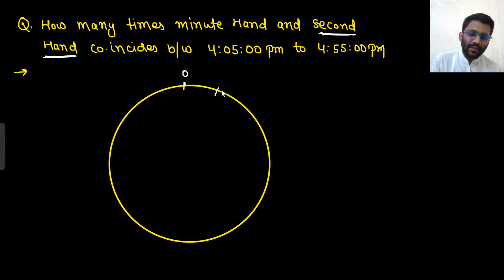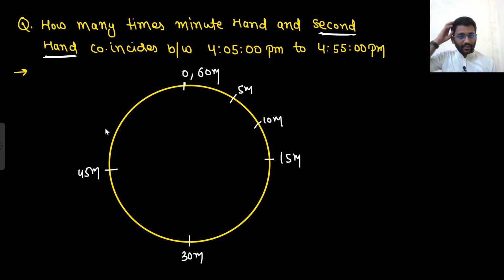This is 0. This is 5 minutes. This is 10 minutes. Okay, let me make it correctly. This will be 15 minutes. This will be 30 minutes. This will be 45 minutes. And this will be 0 or 60 minutes. Well and good. This will be 5 minutes. This will be 10 minutes. And here we would have 55 minutes. This would be 50 minutes.